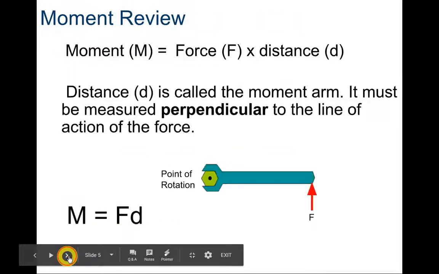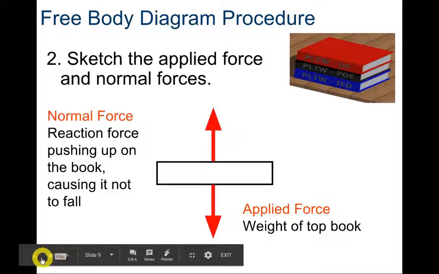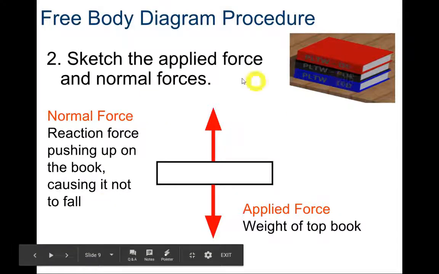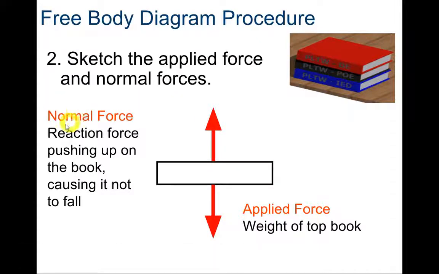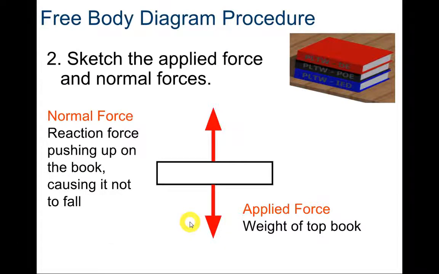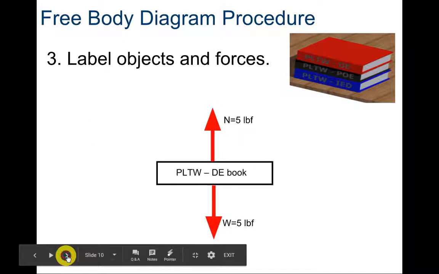Okay, moment we're going to talk about a little later. And right here, basically what we're talking about, don't write anything, just listen for a minute. If we had the stack of books, we can represent the normal force, which is the reaction force pushing up on the book, like the normal force from the table, and the applied force, which would be this bottom arrow, the weight of the top of the book or books. That's basically what we're doing.